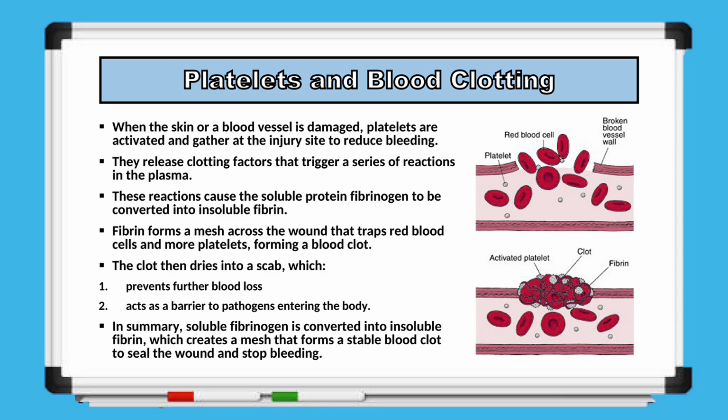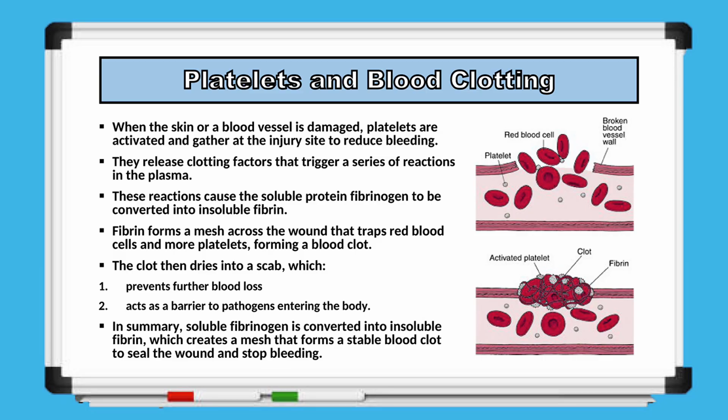soluble protein fibrinogen into insoluble fibrin. This fibrin forms a mesh across the wound, trapping red blood cells and additional platelets to create a blood clot. The clot eventually dries into a scab, which prevents further blood loss and acts as a barrier against pathogens. In summary, the transformation of fibrinogen into fibrin forms a stable mesh that seals the wound and stops bleeding.